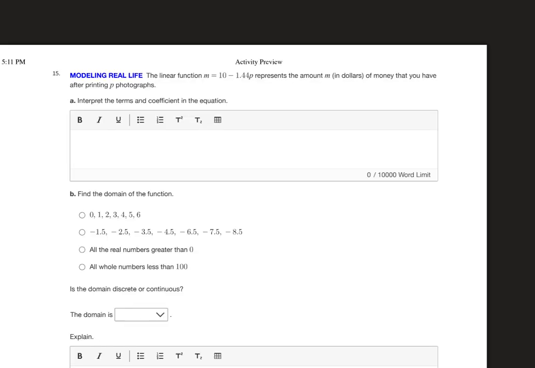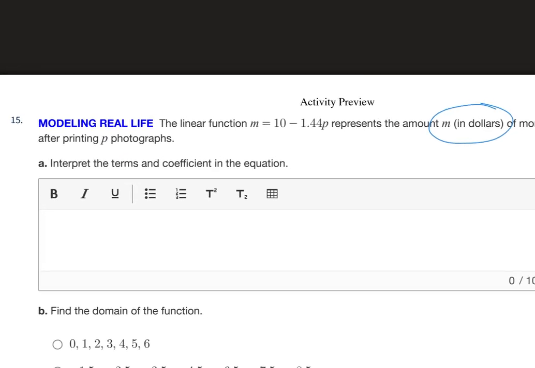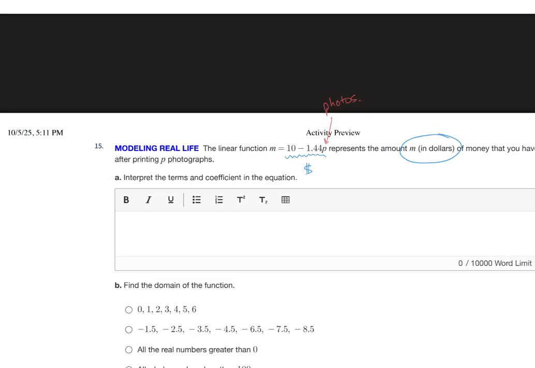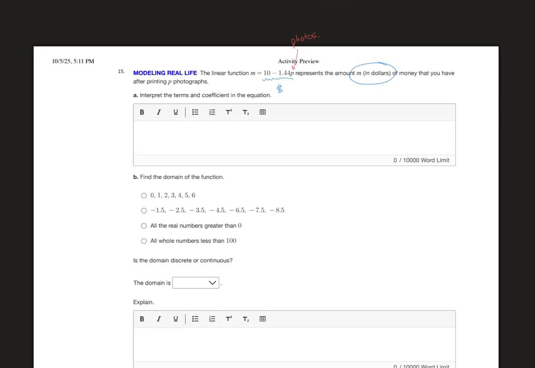Let's model some real life. M equals 10 minus 1.44p represents the amount M in dollars of money that you have after printing P photographs. Okay, so all of this is the money after you print some photos. Find the domain of the function. Well, it's got to be this. You will not be printing negative photos. You will not be printing all real numbers greater than 0.